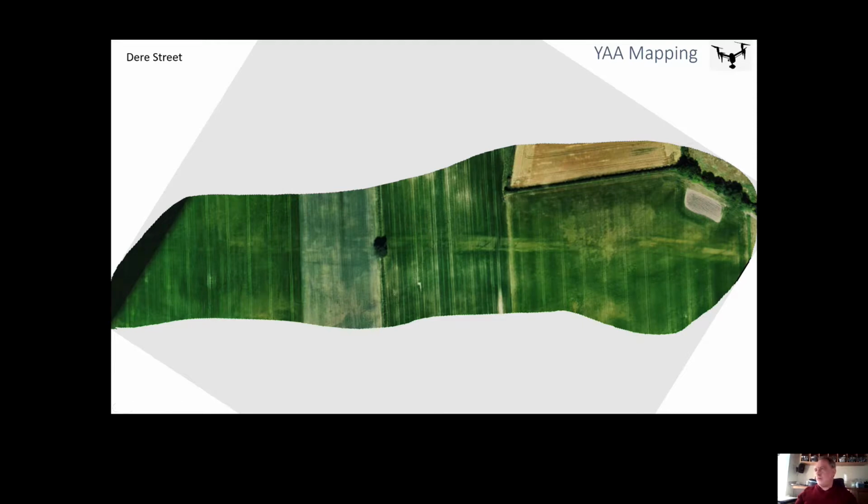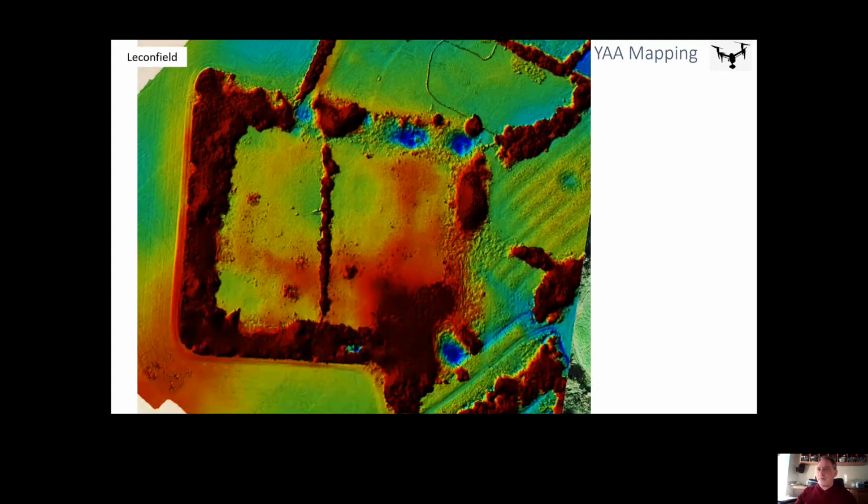This particular section of Roman road is visible quite often, most summers really, not very far from where I live, and I actually use it as one of my test sites. We have moated manor houses. This is Leconfield. So Leconfield was a brick-built manor house castle inside a moat.